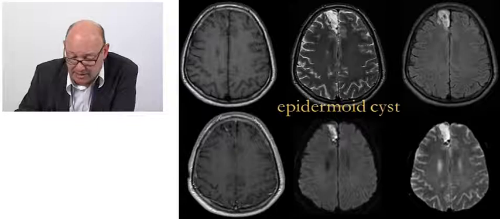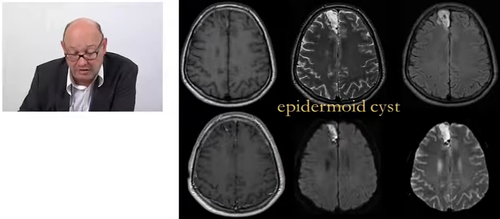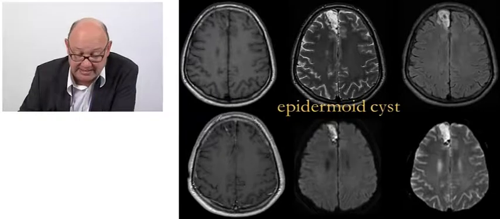There is maybe some hemorrhage or some calcification on gradient echo T2 star. This is not an arachnoid cyst. This is an example of an epidermoid cyst. So diffusion weighted imaging can help us to make the differential diagnosis between arachnoid cysts and epidermoid cysts.